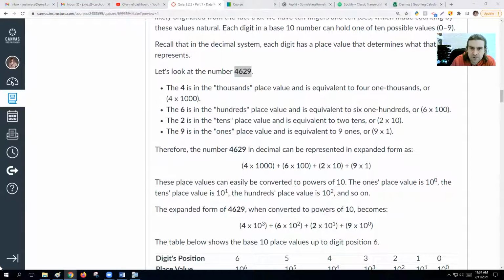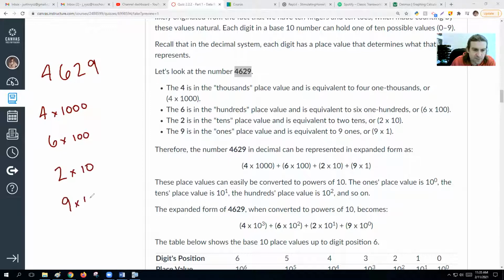So, and this will help us when we start converting later on, 4,629 we can break into 4,000, or 4 times 1,000, and 6 times 100, and 2 times 10, and then 9 times 1. Now we can actually convert these all into base 10. And what I'm saying here is that each digit does represent some power of 10.